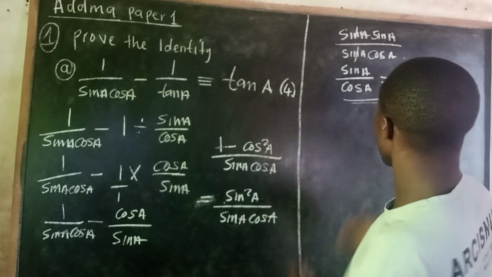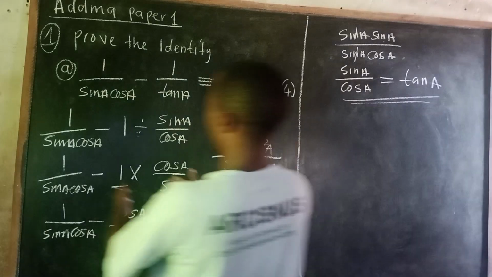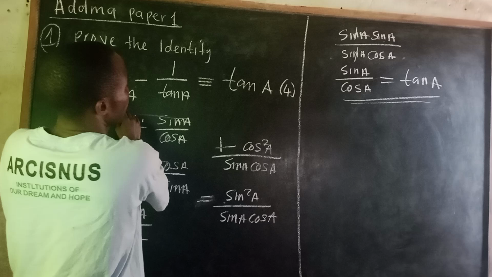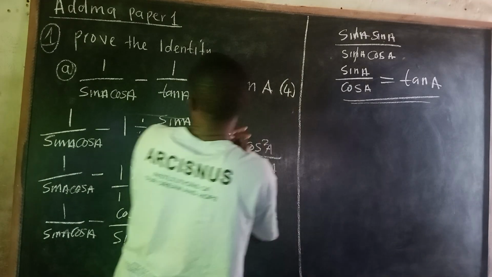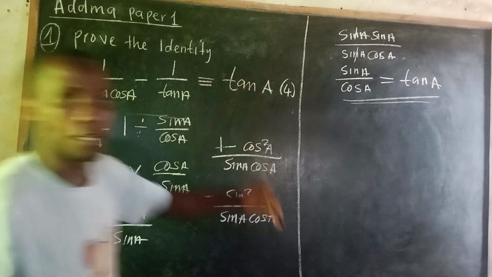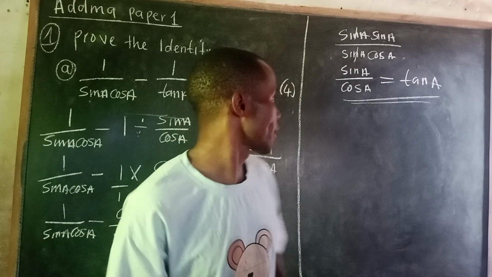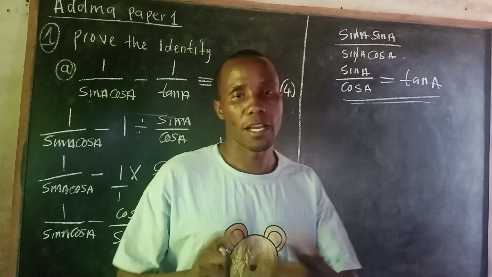Hence the proof. We have proved that the expression on the left-hand side is equal to tan A. We started with the left-hand side. That is the way to go on identities in trigonometry. Remember, we are still in trigonometry in additional mathematics.